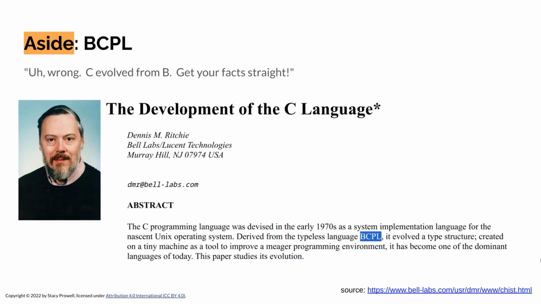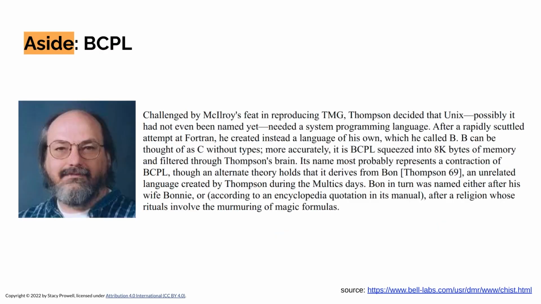So I got challenged in the previous class where I was told, hey man, C evolved from B, get your facts straight. And my rebuttal to that was, here is Dennis M. Ritchie writing about how he and his friend developed the C language. And he said, derived from the typeless language BCPL. I declare this to be definitive, right? So Dennis Ritchie agrees with me. I'm happy. So where does B come into the picture?